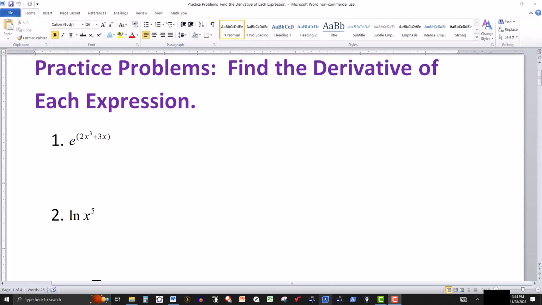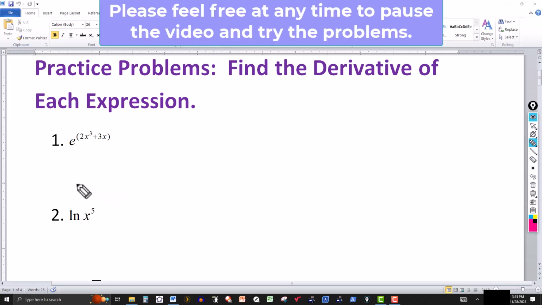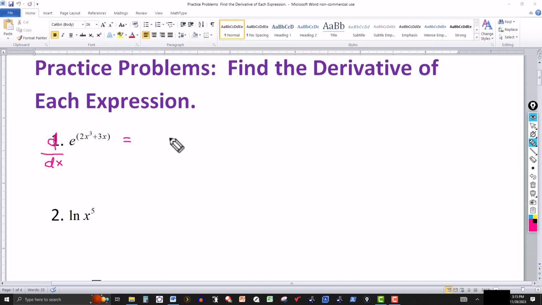In this video we have some practice problems. I want to find the derivative of these expressions here. So the first one here, we have an exponential. Let me just write the derivative dx. The derivative of an exponential, in this case the exponential e, is the exponential.